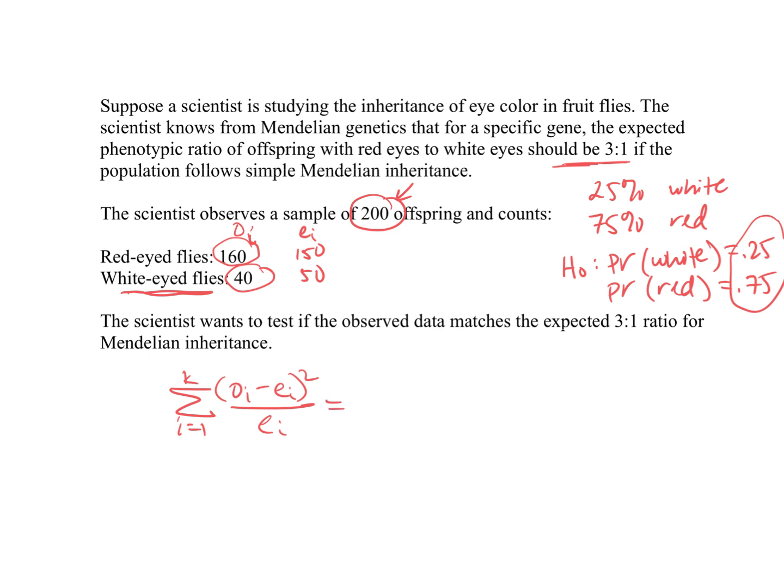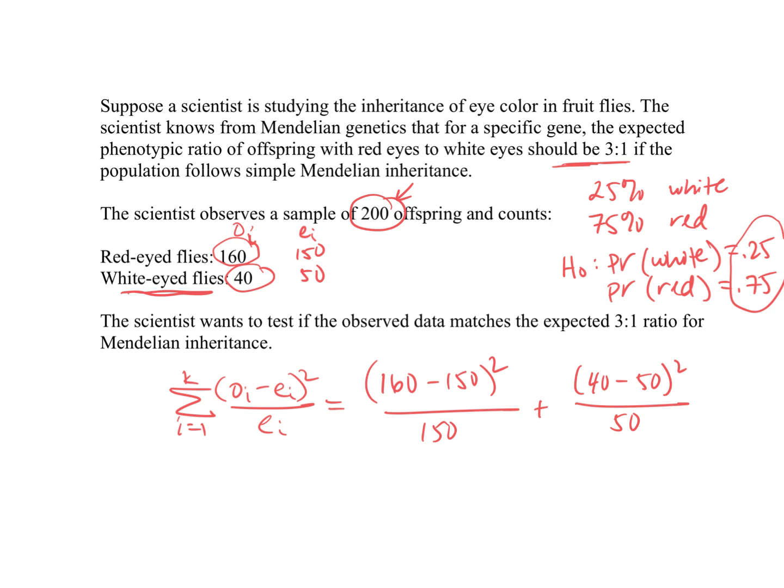So the first thing I'm doing is looking at the red-eyed flies. So I have 160 for my observed minus 150 for my expected. I square that. I divide it by 150, the expected number of red-eyed flies in this sample of 200. Similarly, I've got my observed white-eyed flies, that's 40. I subtract off the expected, that's 50. I square it, I divide by the expected number of white-eyed flies.